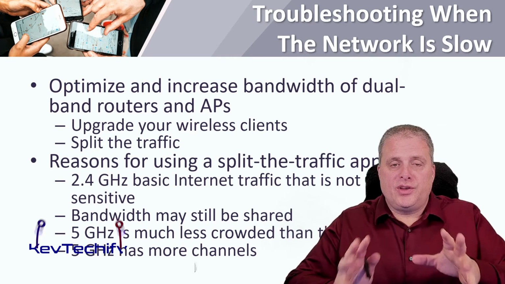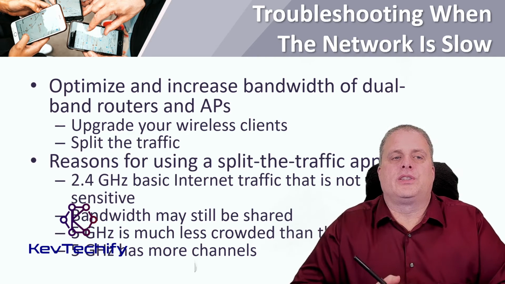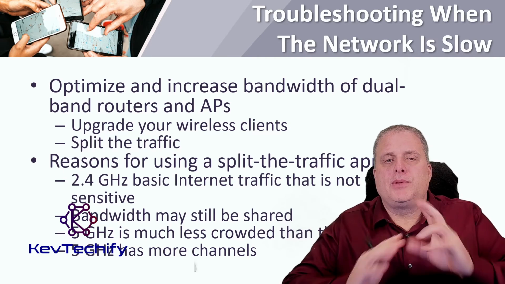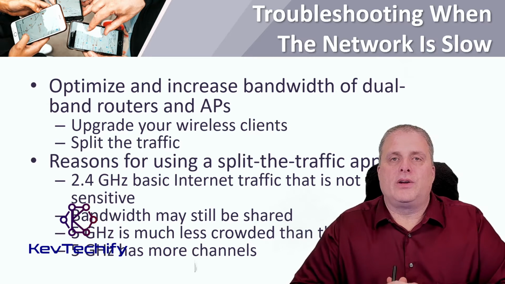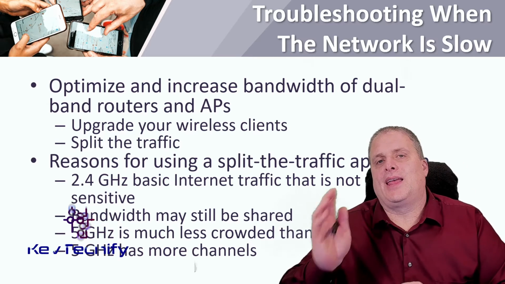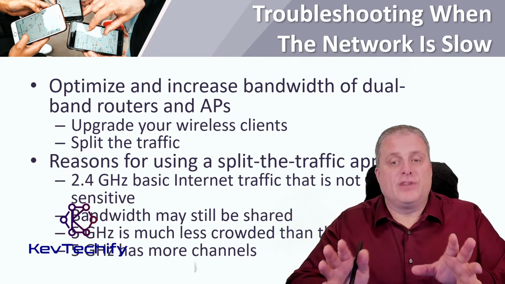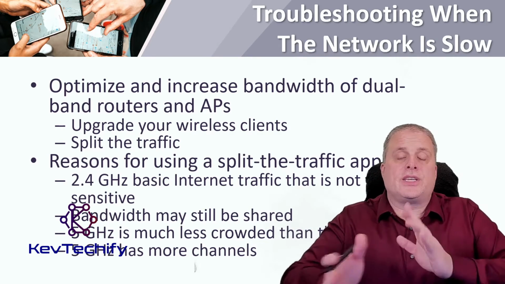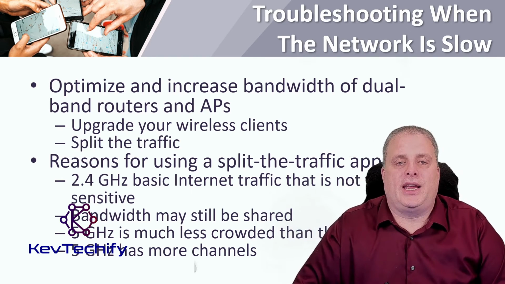One suggestion I can give you to help increase your throughput, especially when the network is slow, is to optimize and increase the bandwidth of your dual band routers. A lot of routers nowadays operate in the 2.4 gigahertz and the 5 gigahertz. They're separate radio transmitters and receivers. They don't interfere with each other, so they can communicate simultaneously.